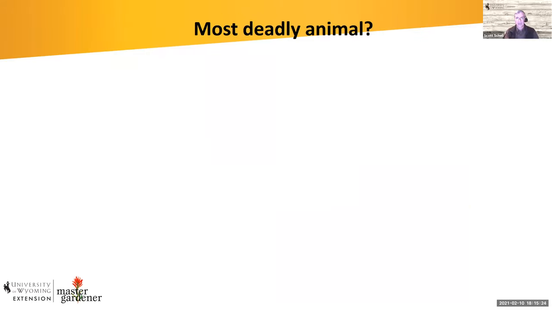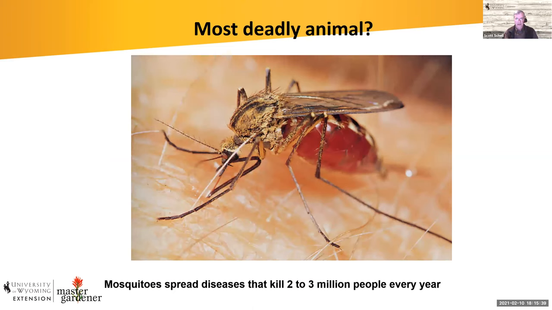When I do programs for children, I often ask them about, well, what's the most deadly animal out there in the world? And, you know, you get things, oh, grizzly bears or great white sharks. And no, you probably know where this is going. Mosquitoes, adult female mosquitoes spread bloodborne diseases to humans that kill 2 to 3 million people a year, estimated.